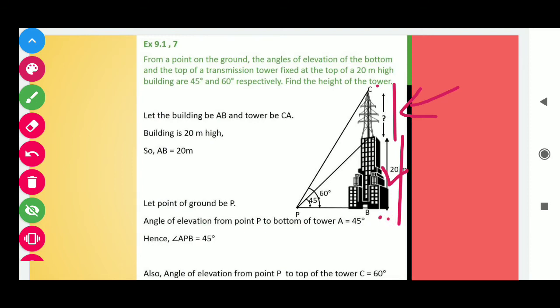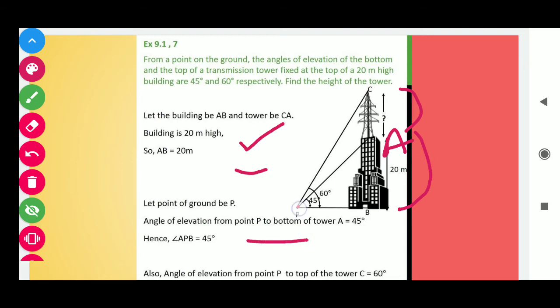So students, let the building be AB and the tower be CA. This one is A, and here the building is AB, you can see here, and the tower is CA. And the building is 20 meter high. This is given in the statement, so AB is 20 meter. Let P be a point on the ground, and the angles of elevation from this point to the bottom and to the top are 45 and 60. So students, first of all you have to write down all the given things in the question.